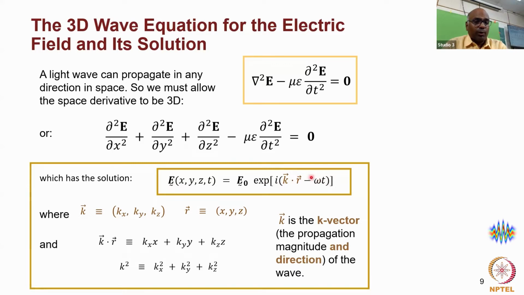So k dot r minus omega t is the phase term, where the vector k written in terms of Cartesian coordinates, this is 3D space, so it has three components kx, ky, and kz, and the position vector here is xyz. K dot r is kxx plus kyy plus kzz. And the square of the magnitude of the k vector is kx square plus ky square plus kz square. So it's the sum of the components squared up and added.